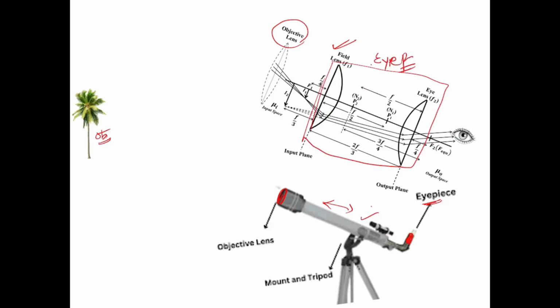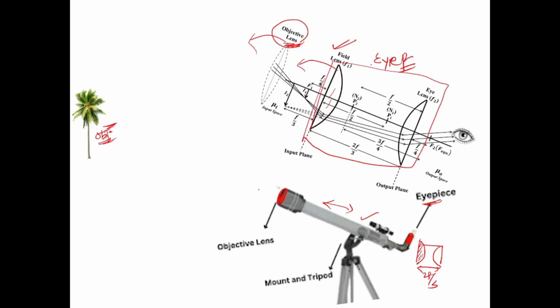Here, this eyepiece means two plano-convex lenses separated by a distance 2f/3, like this. So this is your eyepiece. In front of this field lens, the objective lens is there. Objective lens here, in front of the field lens. In front of the objective lens is the object. So what is the working of this objective lens?